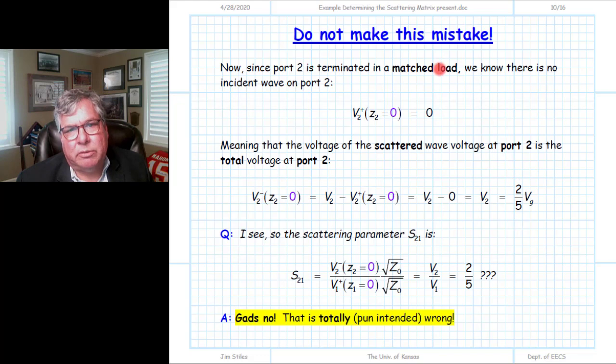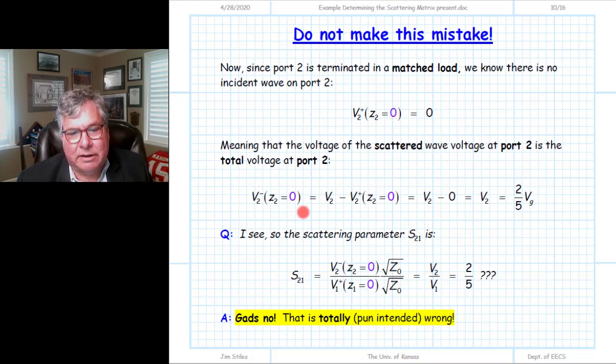So since we have a matched load at port 2, the incident wave on port 2 is equal to 0, and therefore, as we've talked about earlier, the scattered wave voltage at port 2 is simply equal to the total voltage at port 2. Again, that's because the incident wave voltage is equal to 0. The total is the sum of the scattered and incident. If the incident is 0, then the total is simply equal to the scattered, and vice versa.